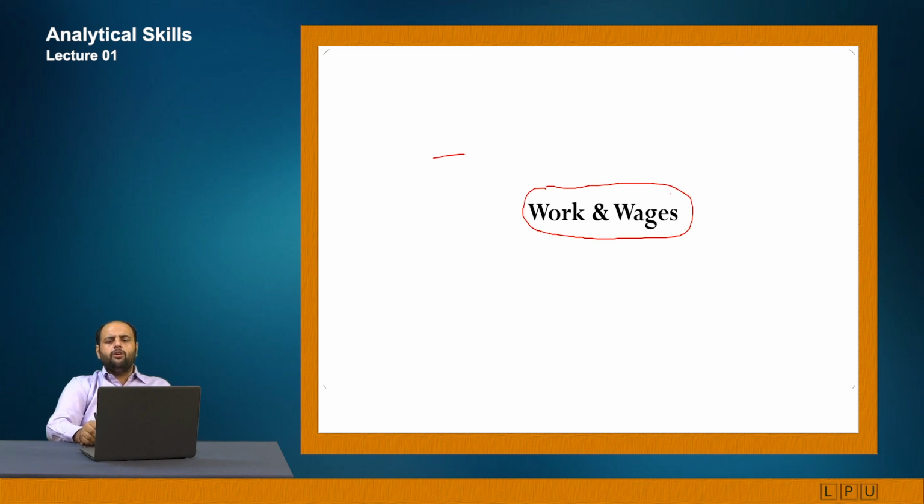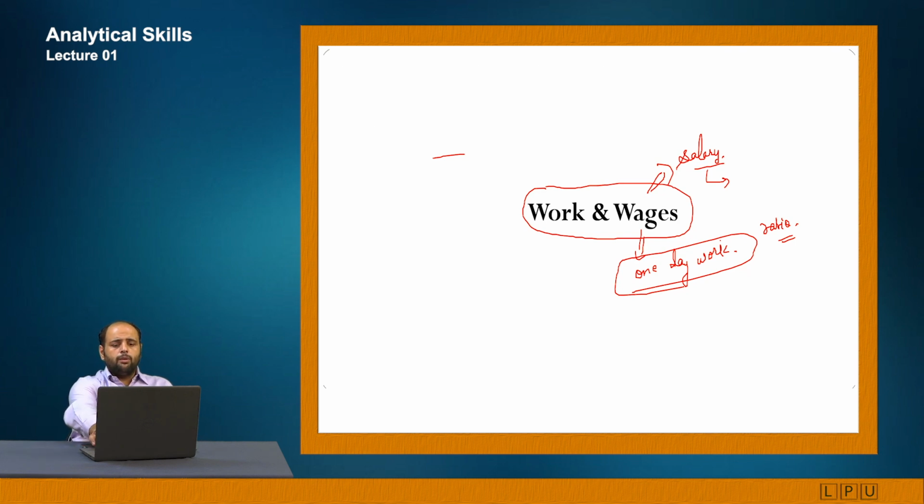Okay, what is the meaning of wages? Wages means the salary or the payment or the money that a person receives against doing the work. There is only one rule: if you find out the 1 day work ratio, which we have already learned, just divide the amount in the 1 day work ratio, and you will get the wages of that person. Now we will understand this with an example.